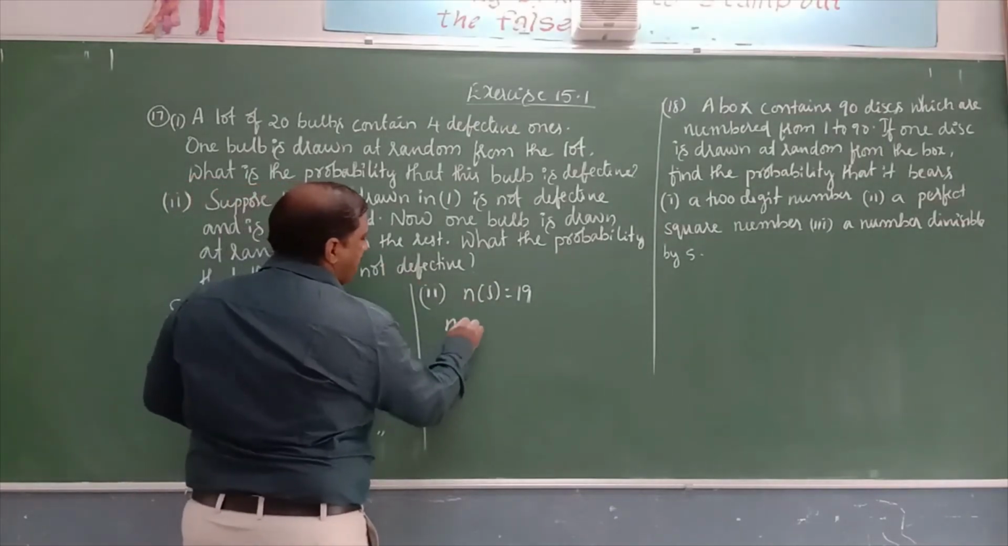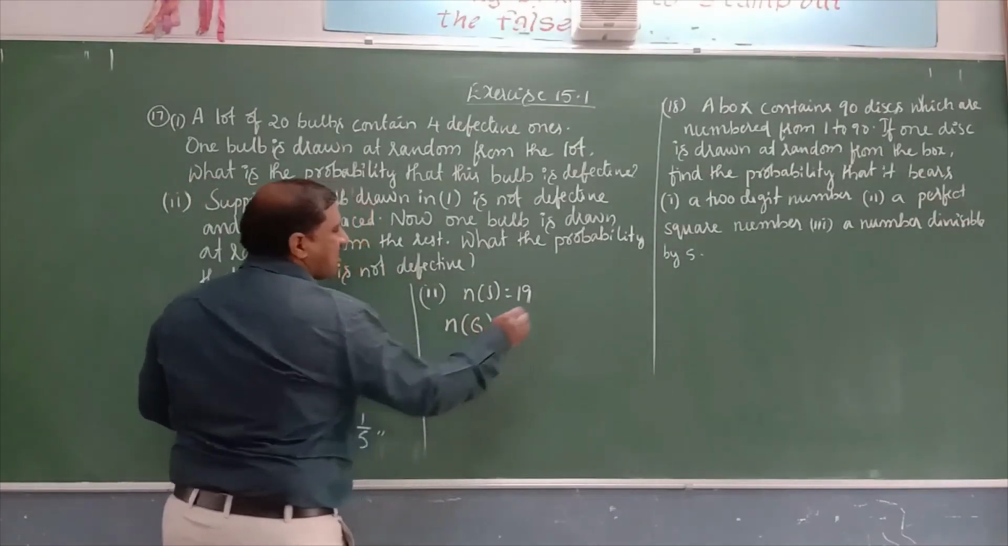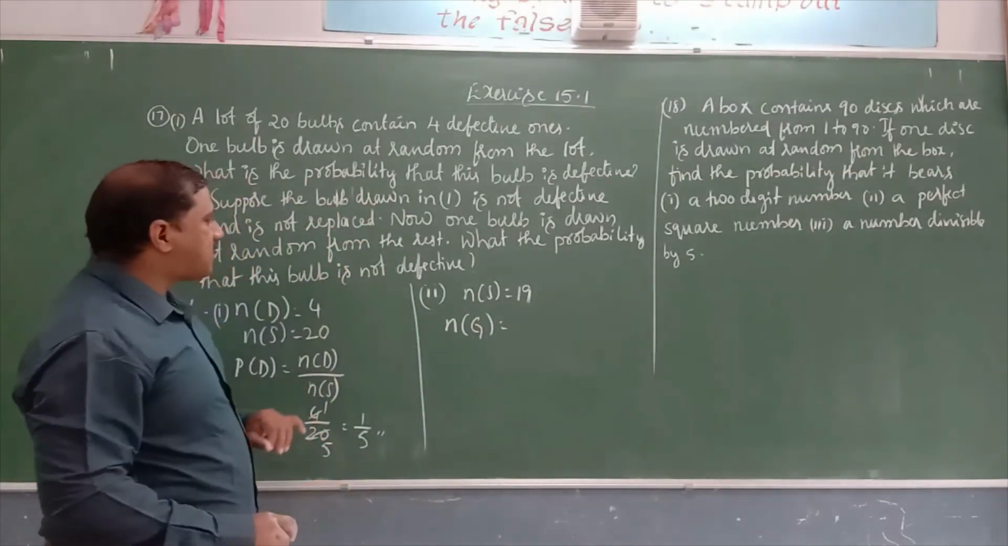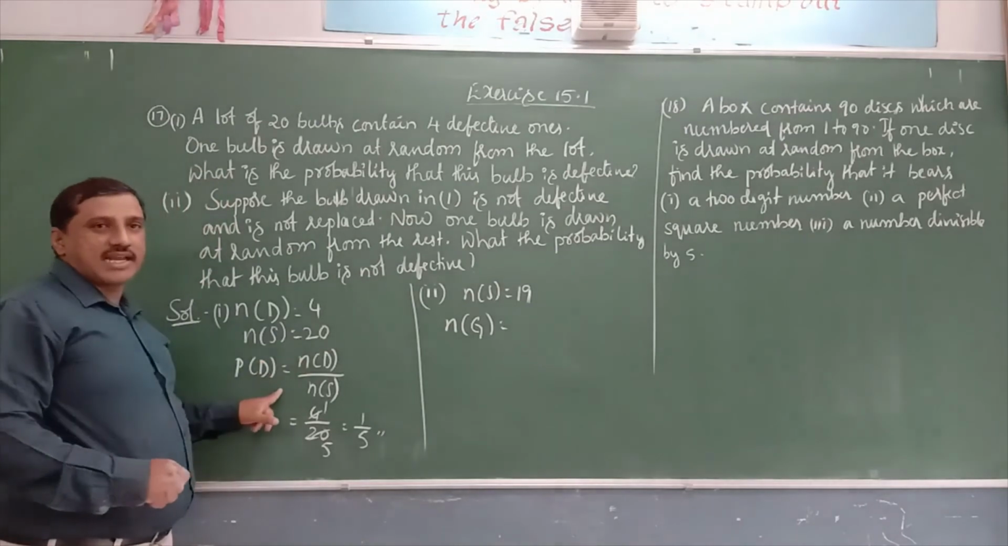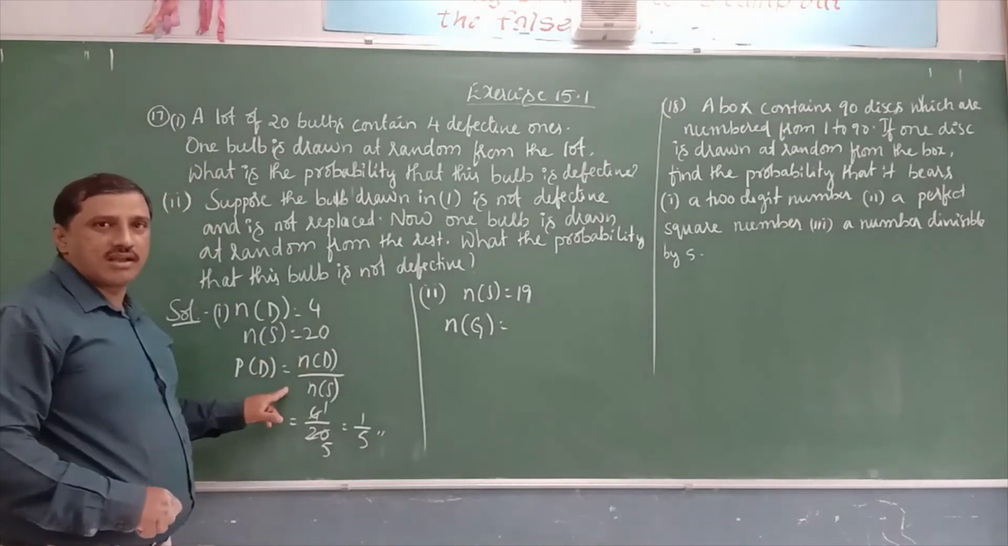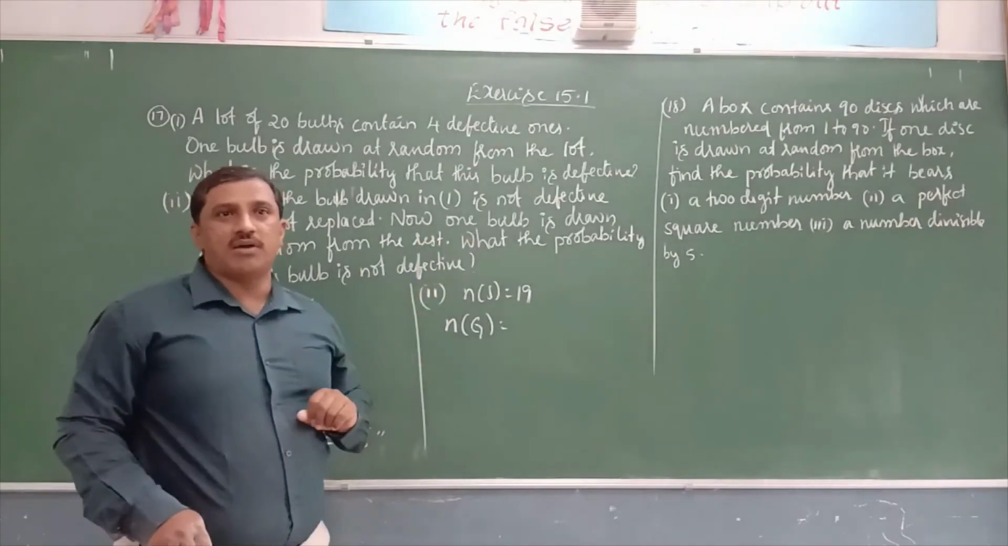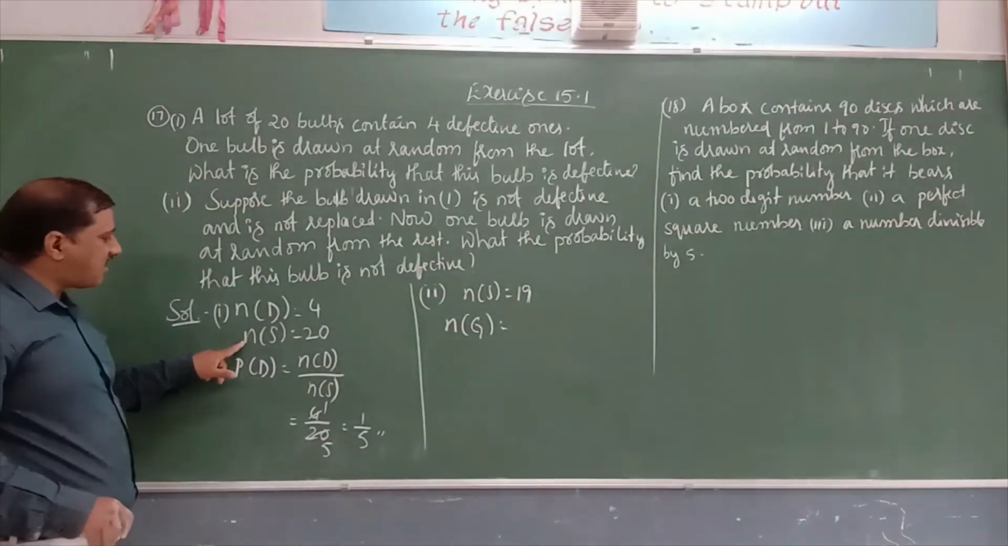It is n of G. G stands for good bulb or not defective. So how many good bulbs are there? Say one bulb is taken out from the lot, and if it is not defective, it will be a good bulb.